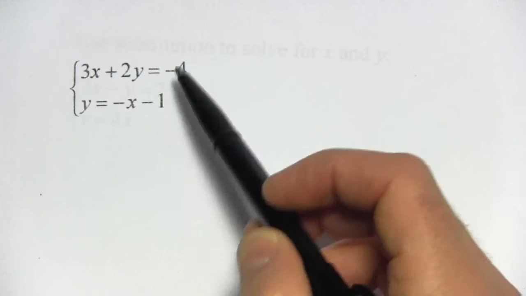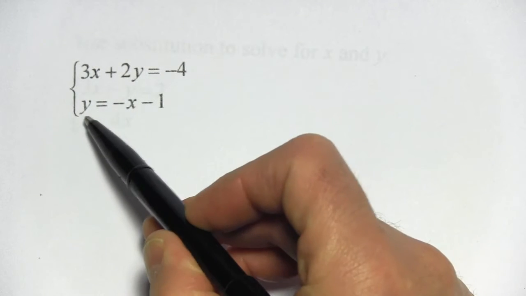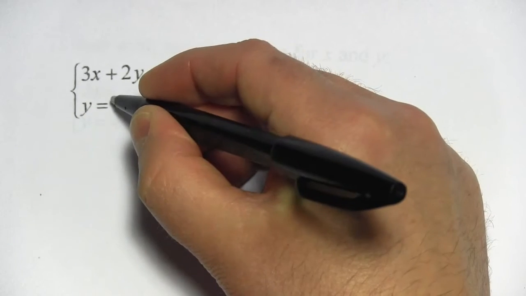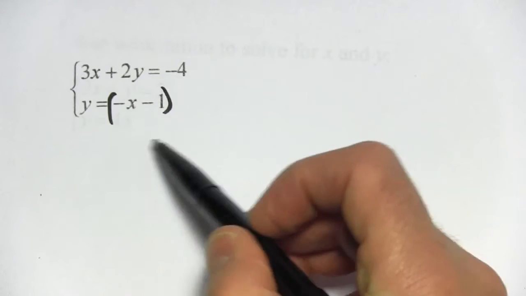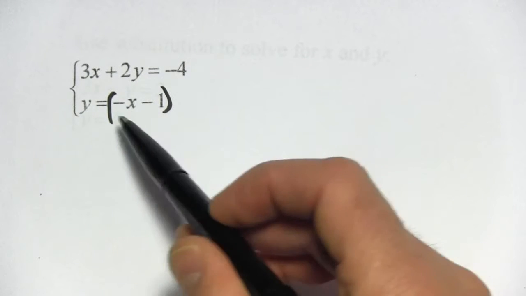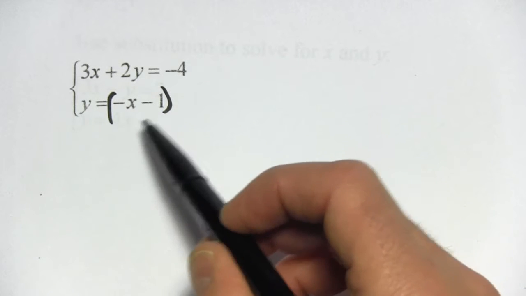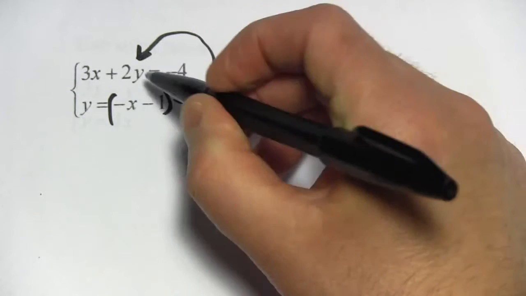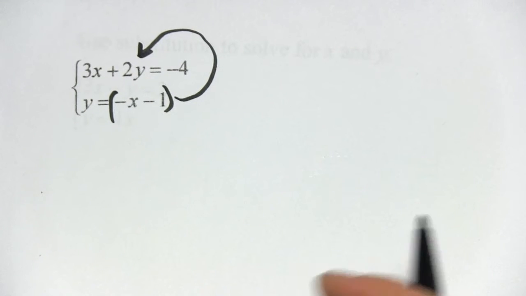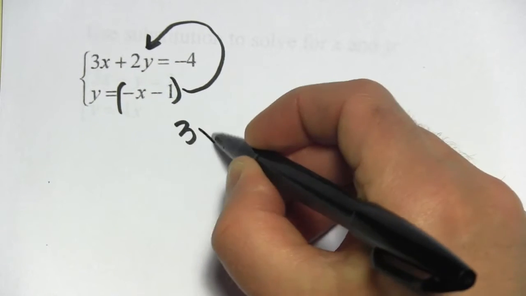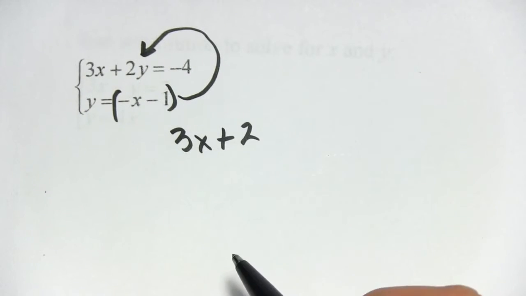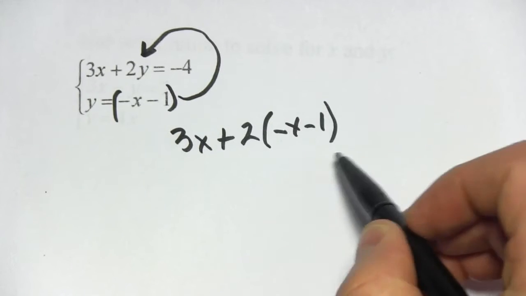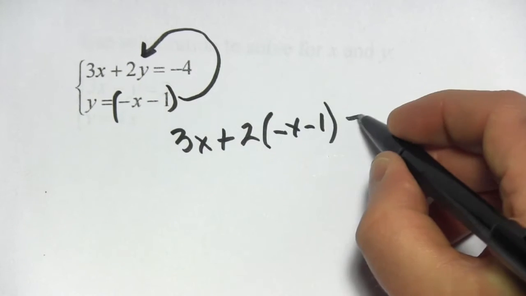Okay, so here we have two equations, two variables. This one is solved for y, the second one, so we know we can substitute this chunk in for y. I'm just going to put this in parentheses. This is a chunk with a couple of terms, so it's important to put the parentheses around it just to avoid confusion. We're going to plug that in wherever we see y up here, which is right there. So let's go ahead and rewrite that equation. We'd have 3x plus 2 times y, so this would be 2 times negative x minus 1. That's our y. And then we have an equals negative 4.